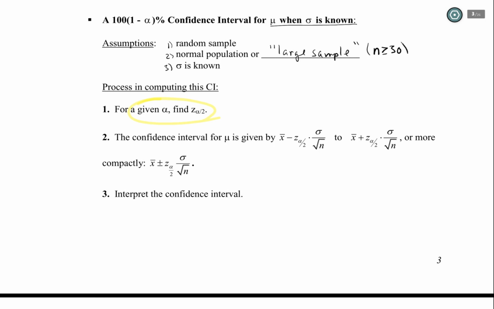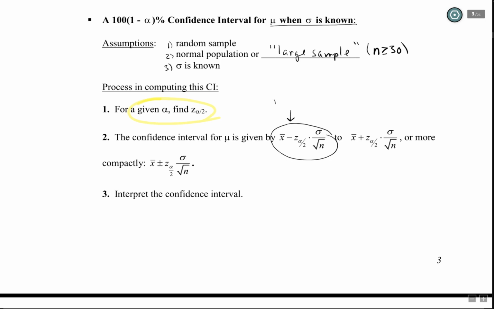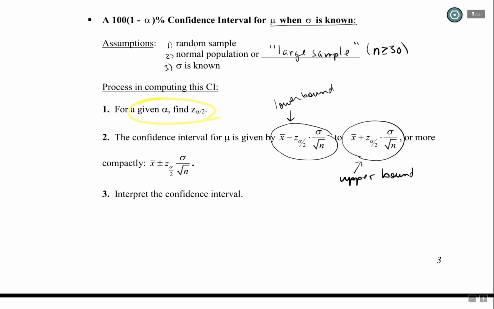Once you have that, you already have x bar, the mean from the sample. n is the sample size. Sigma is the standard deviation of the population. This right here is the lower bound of my confidence interval, and this right here is the upper bound. If you look at the formulas for the lower and upper bounds, they're very similar. They only differ by the plus and the minus sign.